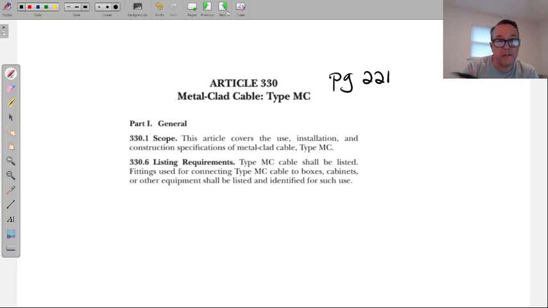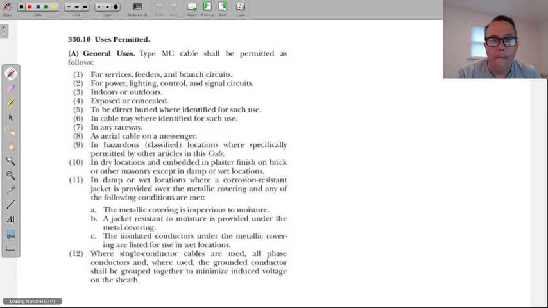Like if it's PVC and it's plastic, it has some little extras about it. RMC, rigid metallic conduit, has a few extras about it. So for this one, we'll look at those, but we'll start here as far as uses permitted go.